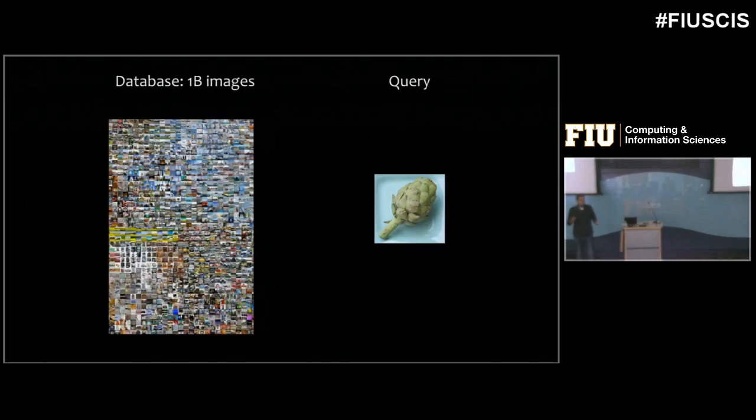Okay, so here's the computer scientist problem. We're going to think about it as image similarity search, but it's all the same idea. So I have a query, some image, and then I have a huge database, billions of images that I've seen before.